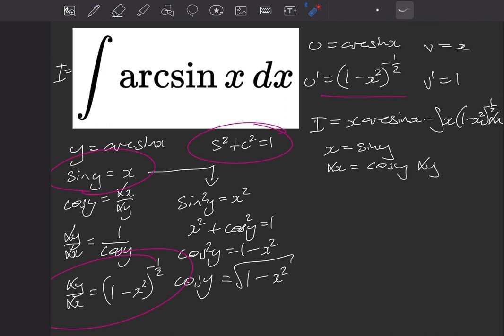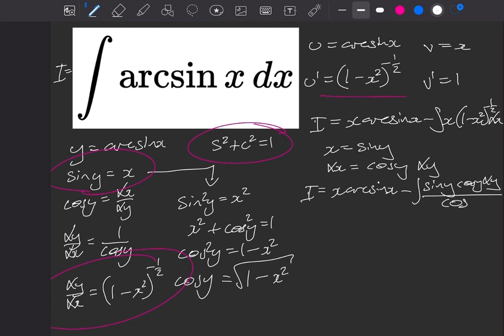Spot on. And we can also use this little fact as well. Our entire bracket is just 1 on cos y. So let's start plugging everything in and see what comes out the other side. Our integral, we still have the x arcsine x. And now we'll subtract the integral of x, which is sine y, multiplied by dx, which is cosine y dy, and then divided by the square root of 1 minus x squared, so cosine of y. Now these two cosines will cancel off, and what we're left with is the integral of sine with respect to y. So let's compute that.